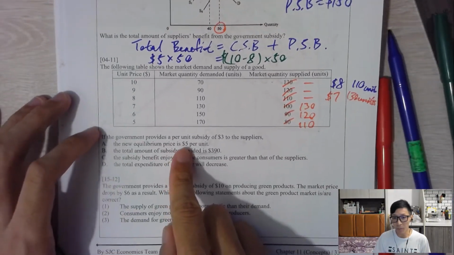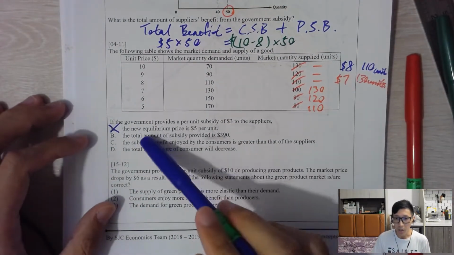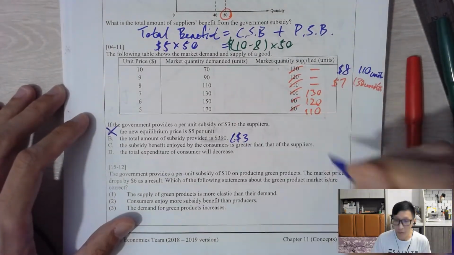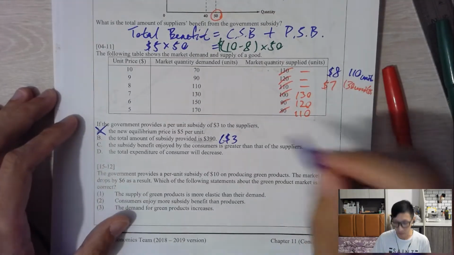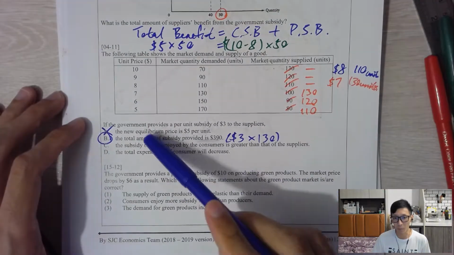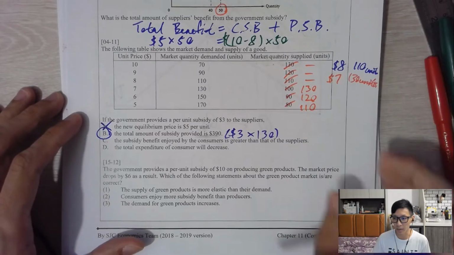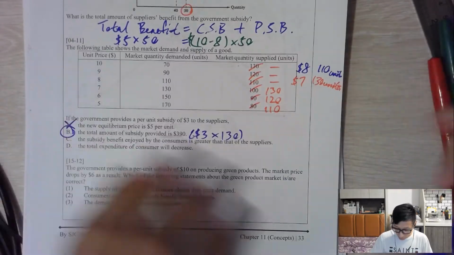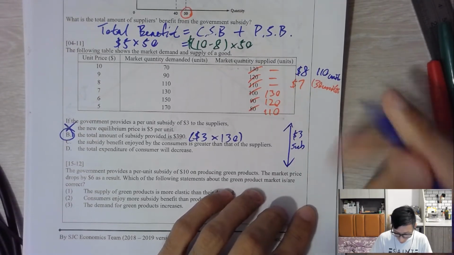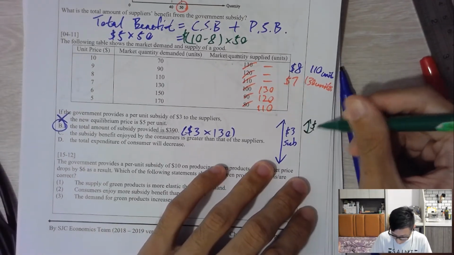New equilibrium price $5? We know this is not true. Total amount provided would be this one. How do we calculate? Per unit $3. How many units are we making? 130. So yes, B is correct. Now, what about C and D? The subsidy benefit enjoyed by the consumer is greater than that of the supplier. It's easy to see. Now, we have $3 of subsidy. What about the drop in market price? Drop in market price is $1.